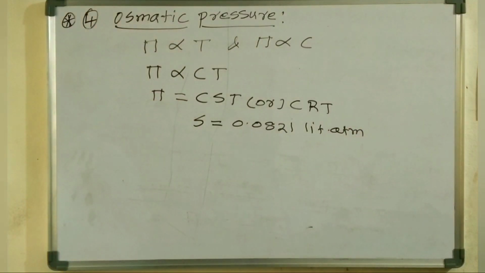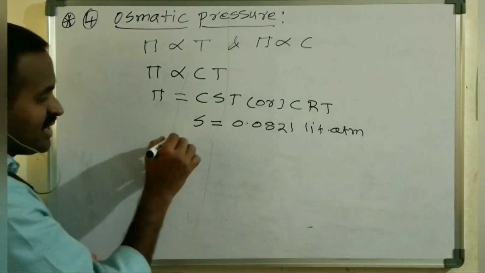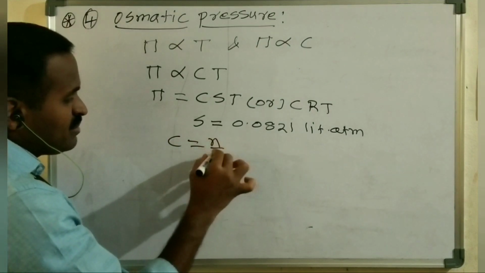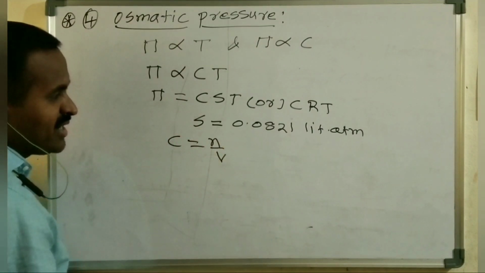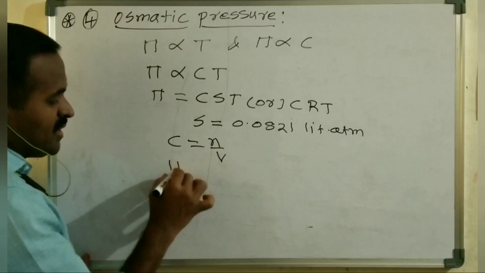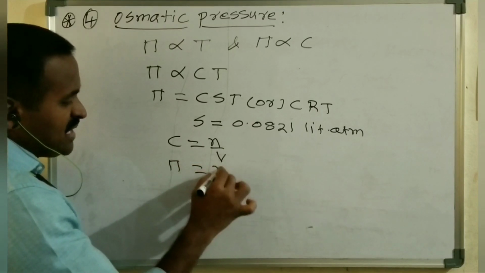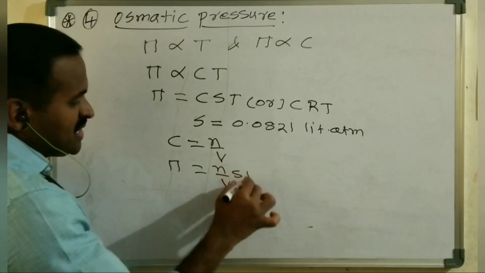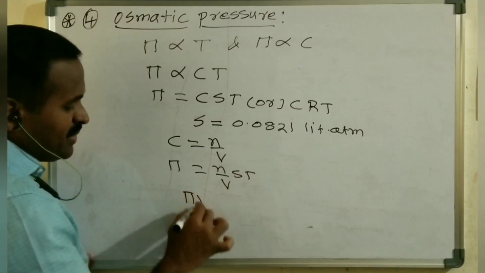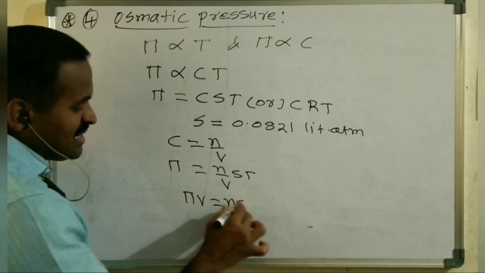We already know that, as per the definition of concentration, C equals n by V, the number of moles divided by volume. So I can write pi equals n by V into ST, or pi V equals nST.